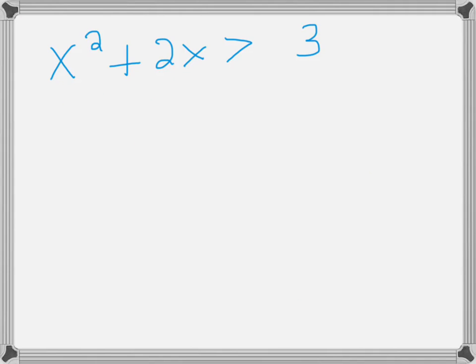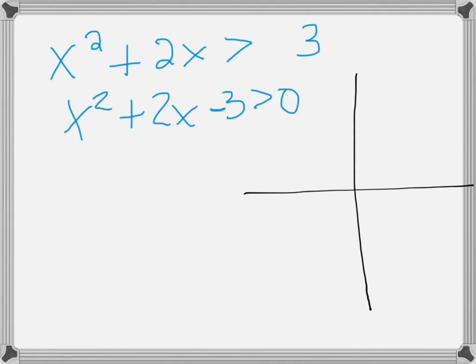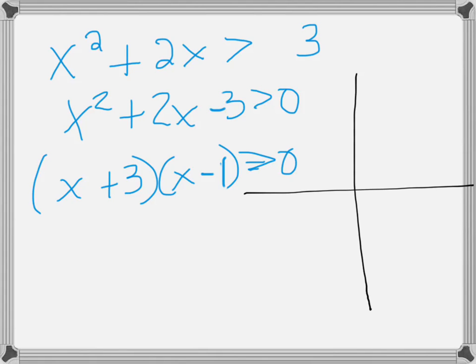In our next inequality, we're going to actually solve this inequality. Notice there's no y. We're going to be solving x squared plus 2x is greater than positive 3. We bring the 3 over to the left-hand side, giving us the inequality x squared plus 2x minus 3 is greater than 0. We then factor the inequality into x plus 3, x minus 1 is greater than 0, giving us the solutions that x is equal to negative 3 and x is equal to 1.